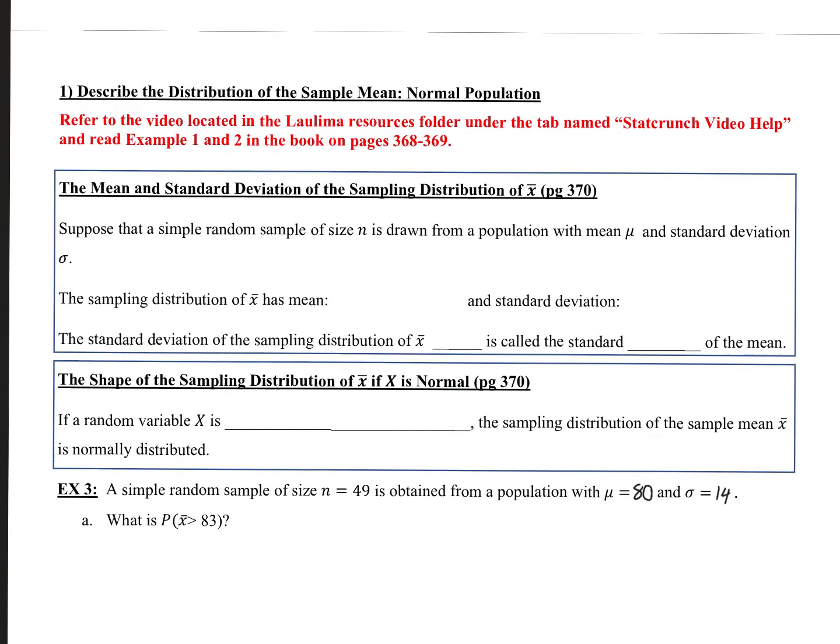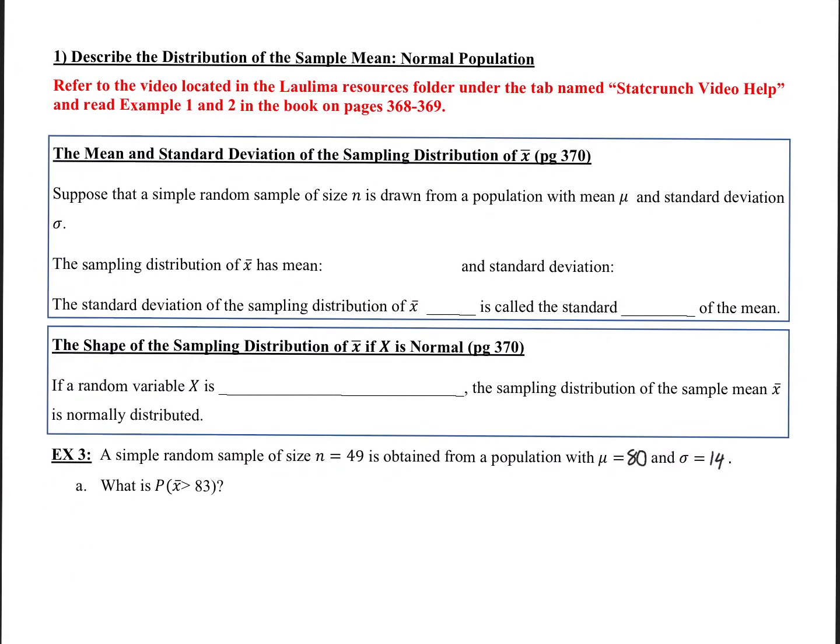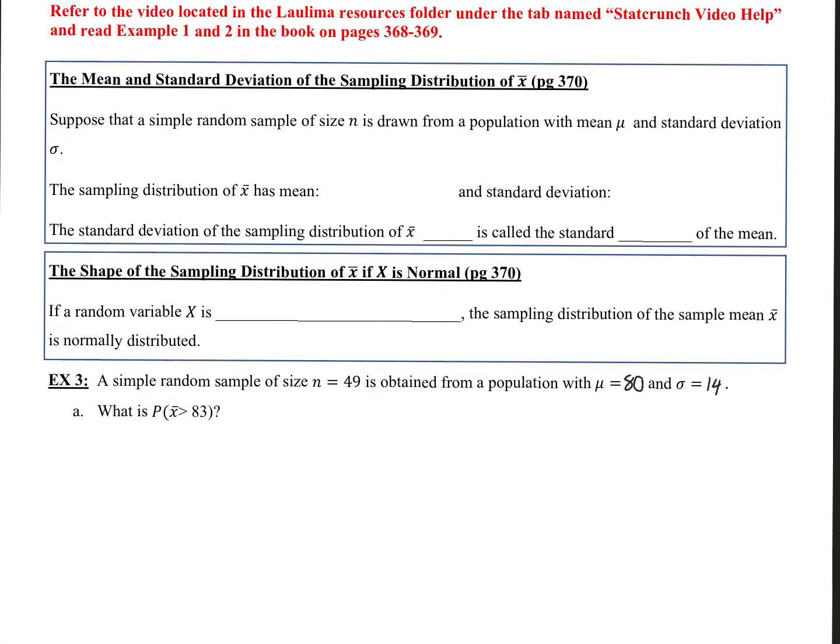Alright, so let's take a look at objective 1. Describe the distribution of the sample mean for a normal population. Refer to the video located in the La Lima resources under the tab named StatCrunch Video Help, as well as read example 1 and 2 in your book. That goes over the StatCrunch way of finding the distribution of the sample mean, by taking a bunch of different sample means from your data set. And always email me if you have any questions about how to do that.